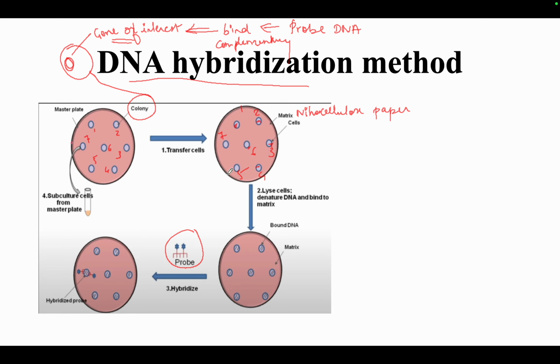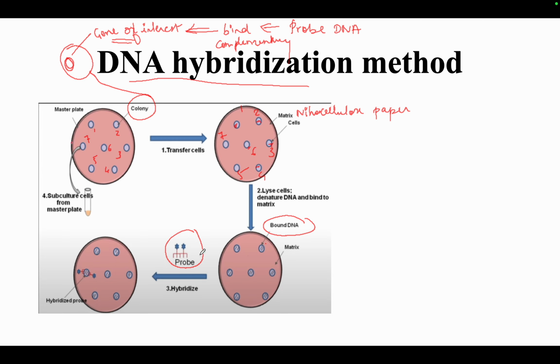After this we'll lyse the cells on this paper. We can just add the lysing solution, and we'll open up the cell, and the DNA will be present in this paper, and the DNA will get bound to this nitrocellulose paper. The rest of the stuff we can just wash out. Since it is nitrocellulose, the DNA will get bound to this paper.